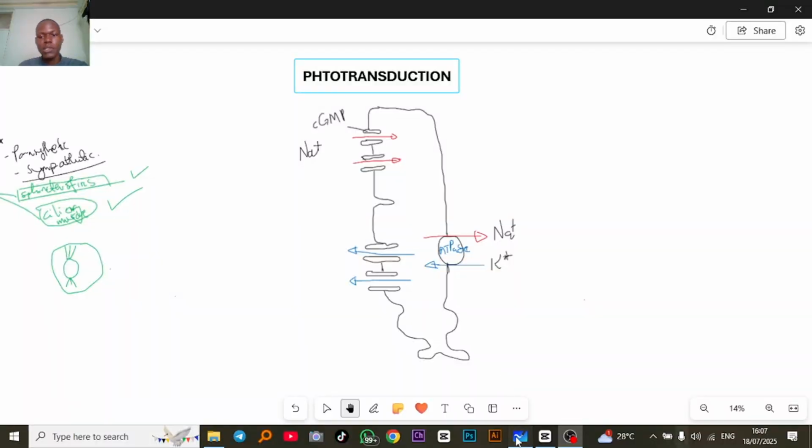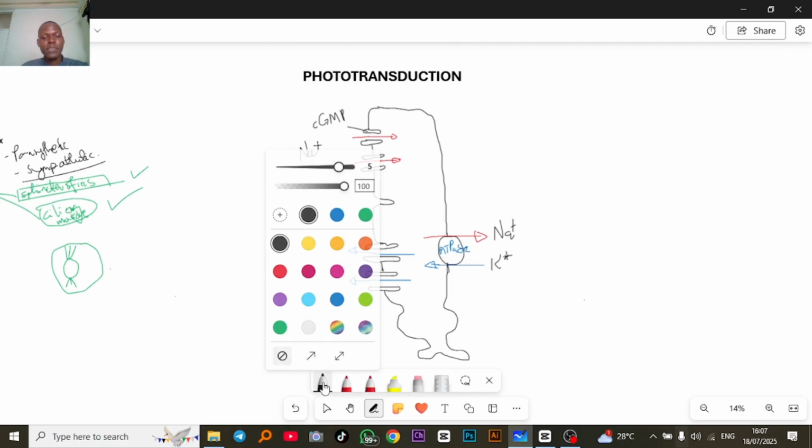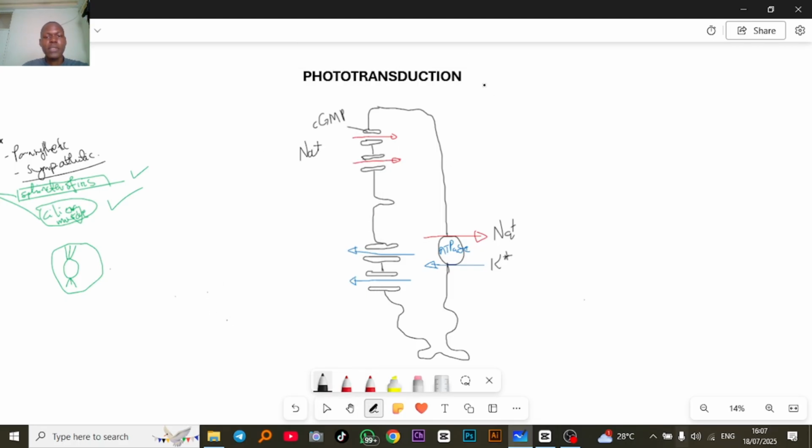We shall now proceed and look at phototransduction. Under phototransduction, we are looking at how light will be converted into the electrical signals that will be sent to the brain.